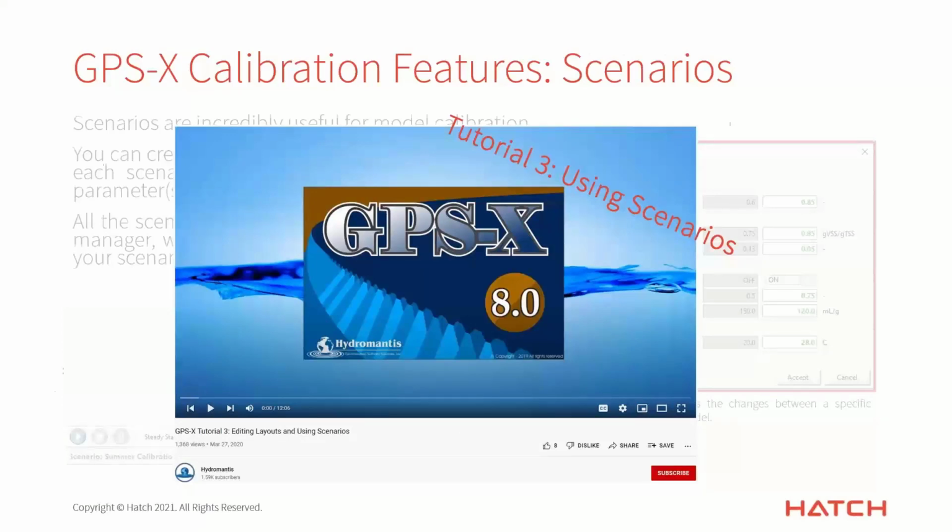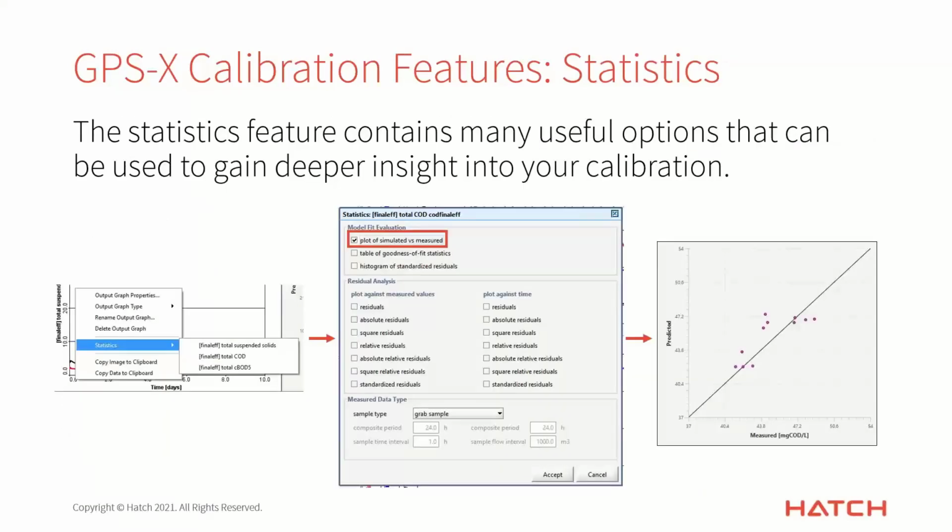more about using scenarios. Another good feature is the statistics feature. It contains many useful options that can be used to get deeper insight into your calibration. So basically, all you have to do is right-click on any graph that contains external data and just click statistics, and that'll bring up the statistics tool, which just contains a bunch of options for different statistical reports.